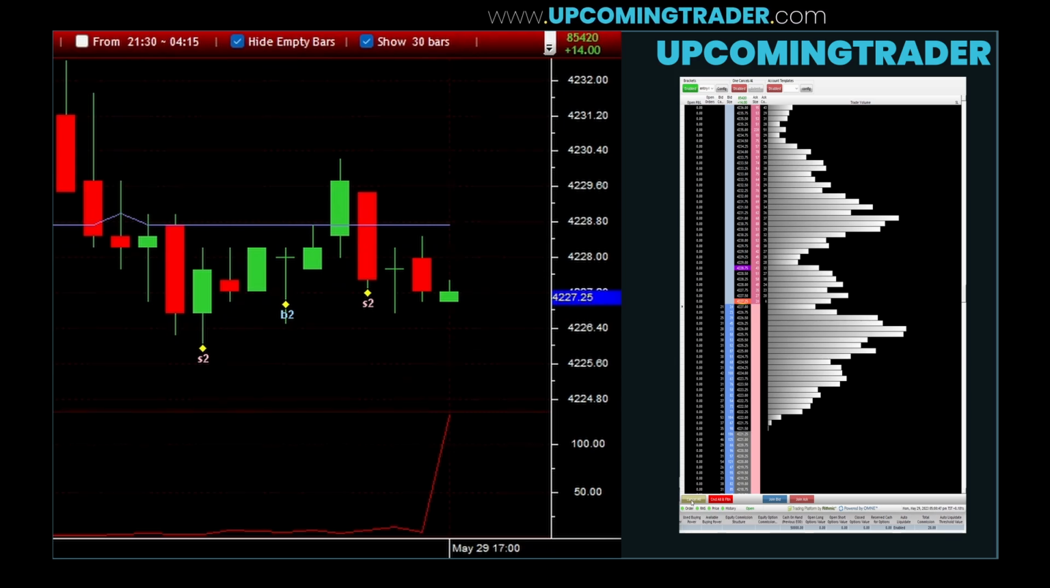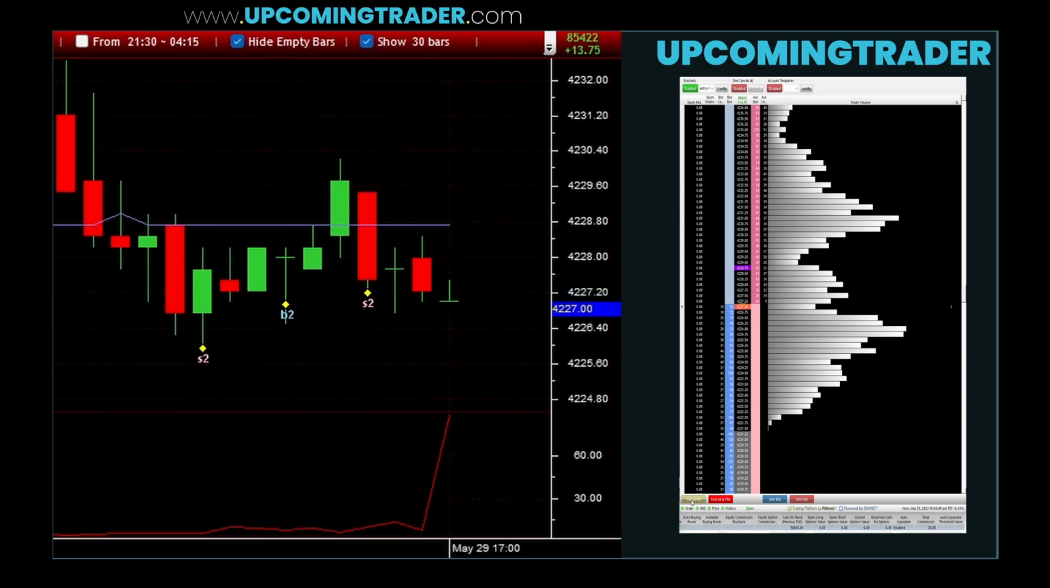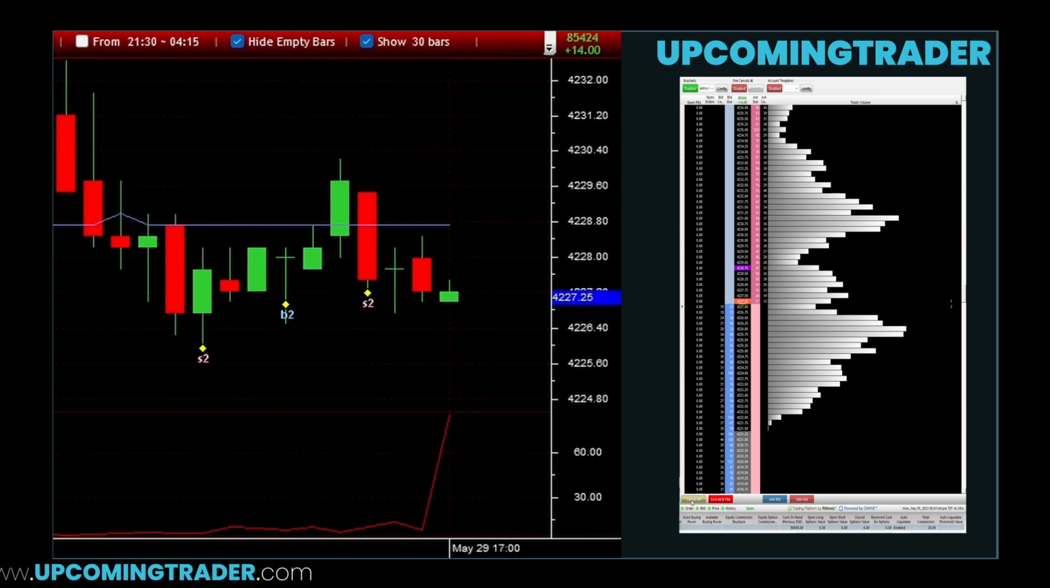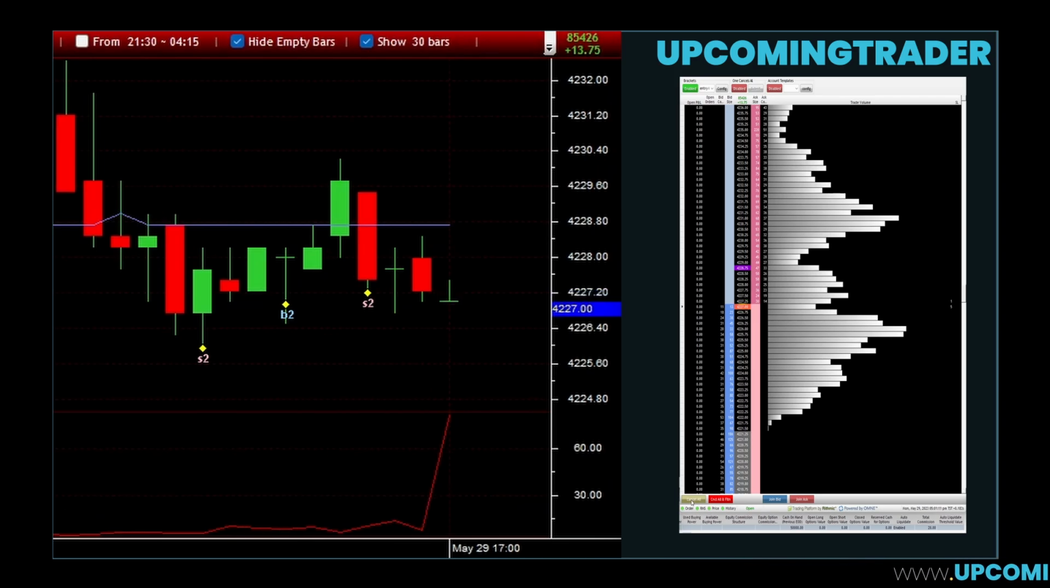Single prints indicate a lack of acceptance at that price level, which means that the market moved through it too fast to establish value. These areas are crucial because they often act as gaps in the market profile, and price tends to revisit and fill these single print zones at a later time. Traders use these zones to identify potential support or resistance, as they can represent areas where the market might struggle to move through again.